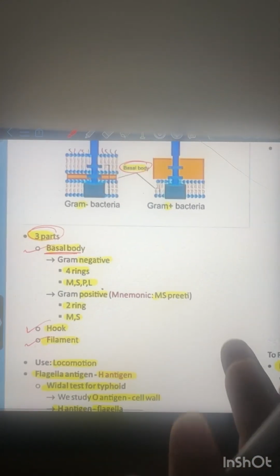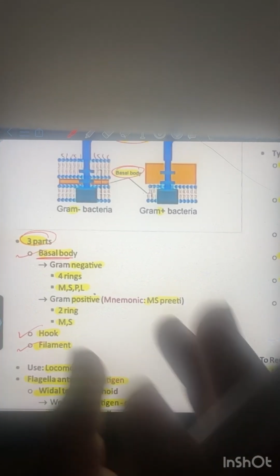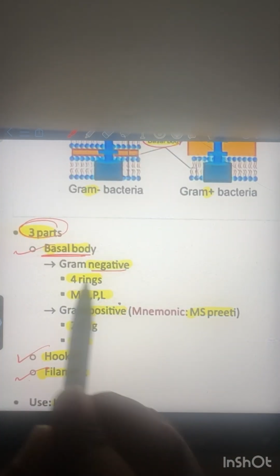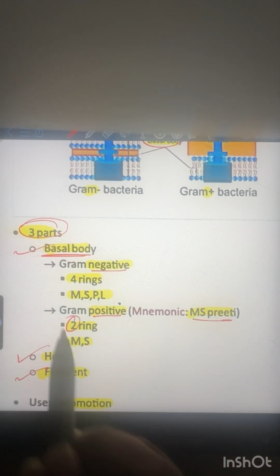Because gram negative and positive, both of them have. So I've kept a selfish mnemonic as MS, Miss Preeti. What is Miss Preeti? M and S are the 2 rings, the basal body having only 2 rings. Means I can hide, ma'am, these rings won't be there.